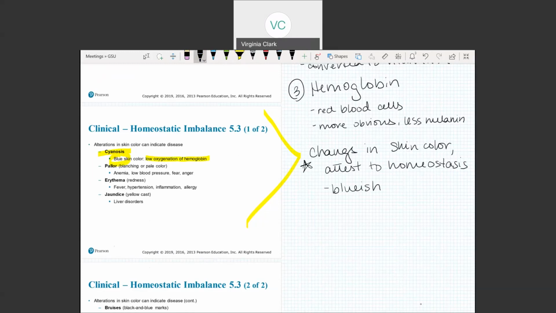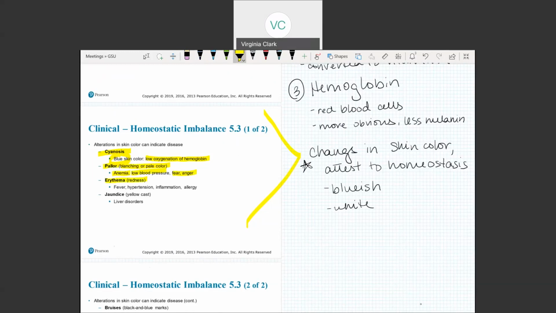So that's one change to skin color, as your skin becomes blue. Another one that could happen is a change called pallor, where it's going to have a blanching or pale color. This is when they say you go white as a sheet. You've blanched. Your pallor has changed. This usually indicates anemia, low blood pressure, fear, and anger. So these are really, really important. If you have this whitish coloration to your skin, anemia, low blood pressure, but also the emotions of fear and anger could be the problem.